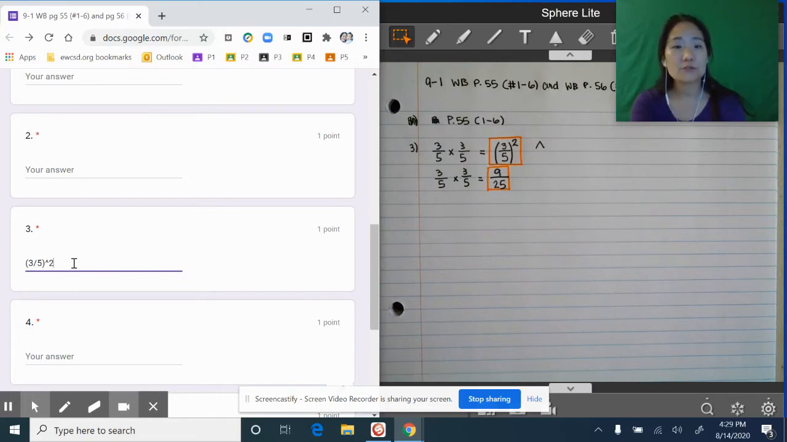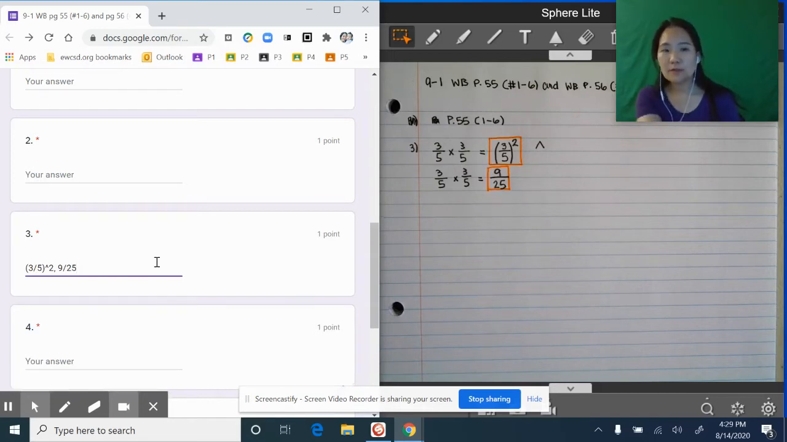Now I'm going to do a comma, space, and I'm going to give the second answer, which is 9/25. So again, 9/25. And that is how I'm going to show both of the answers, okay?